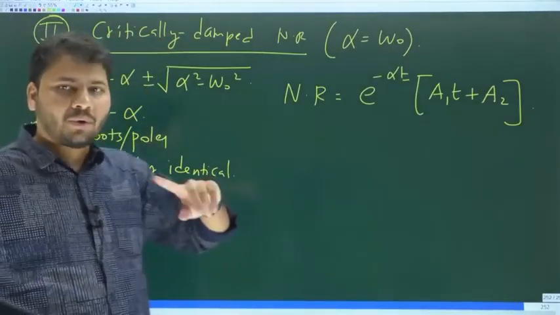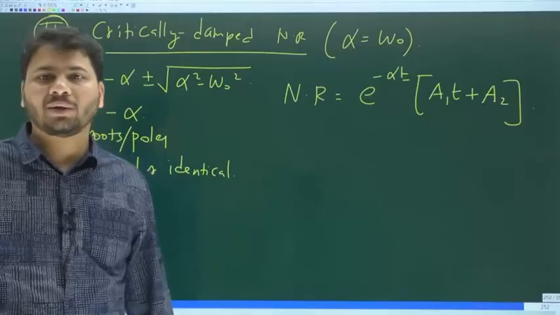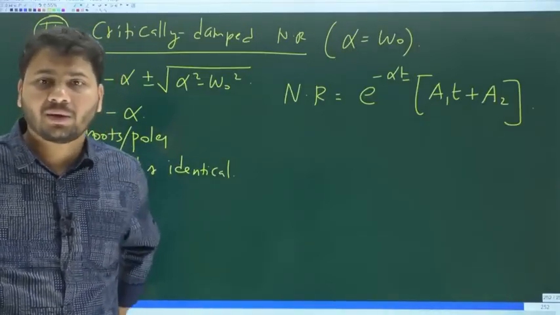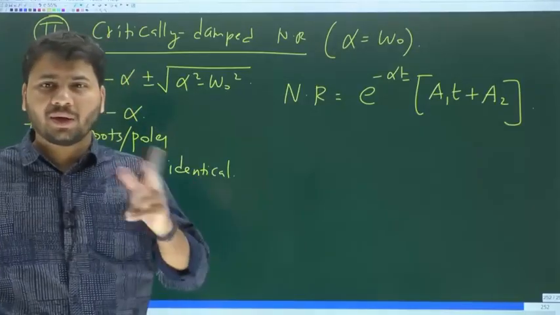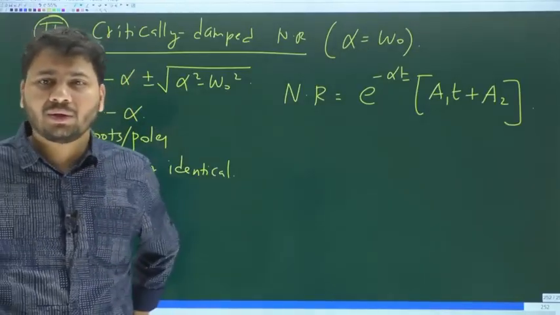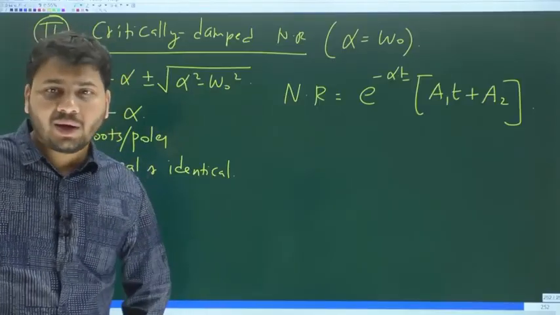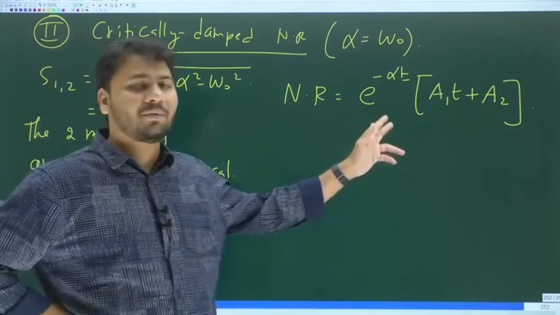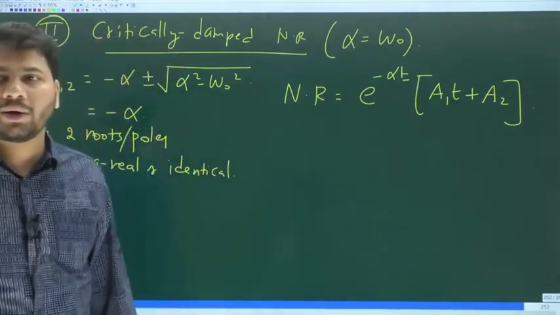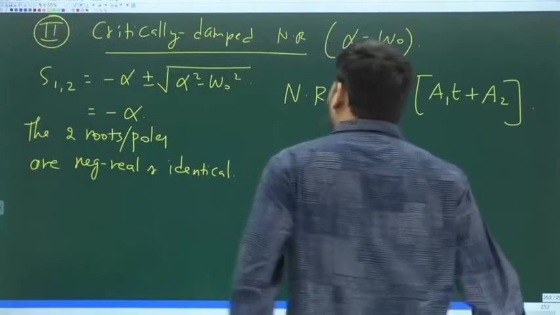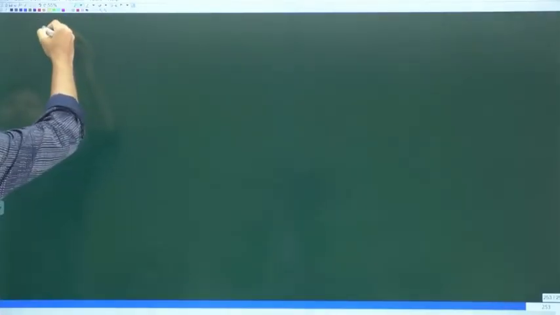So for the overdamped case, what is the form of the natural response? A1 e power S1 t plus A2 e power S2 t, where S1 and S2 are the two poles or the two roots of the characteristic equation. And in case of critically damped natural response, it is of the form e power minus alpha t times (A1 t plus A2). Now the last remaining natural response is the underdamped natural response.